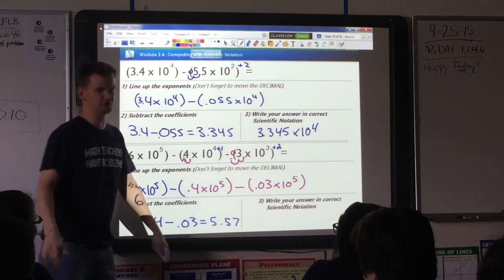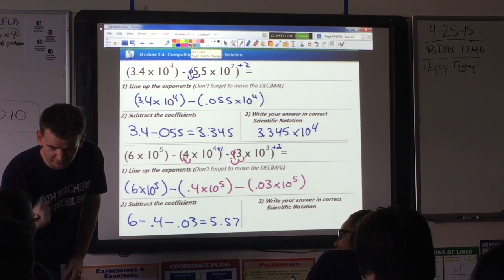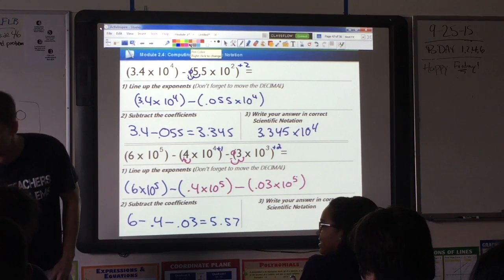All right. Is that a good coefficient? Yes, it is. Is that a good coefficient? Is it? Yep. Yes, it is.